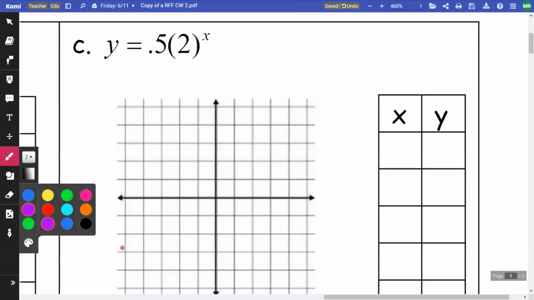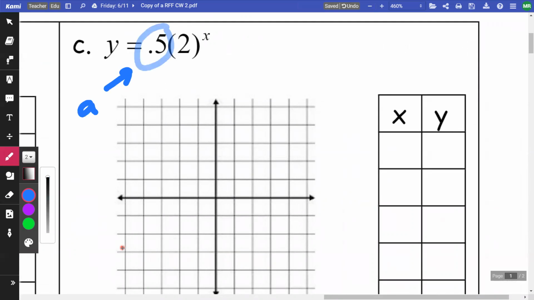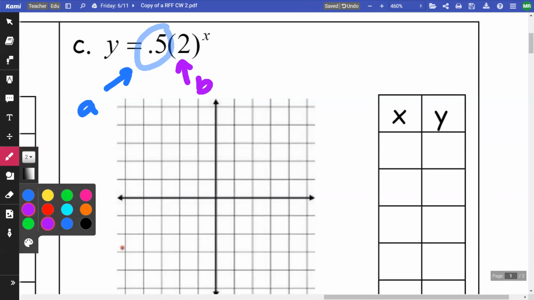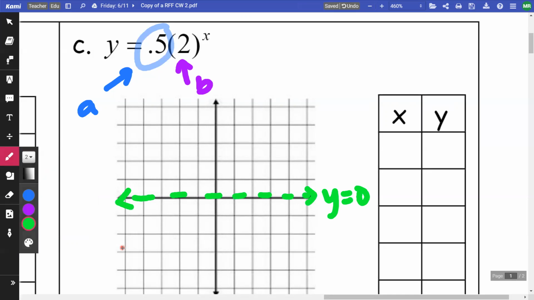Okay, so in this case, my A is 0.5, 1/2. My B is 2. Let me get my asymptote in. So I've got my asymptote again at y equals 0. I am going to be starting at 1/2, so let me get my 1/2 in here. And then I'm timesing by 2.